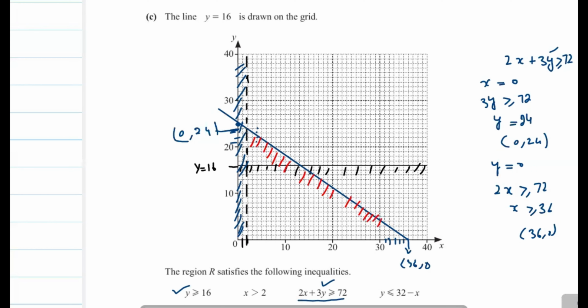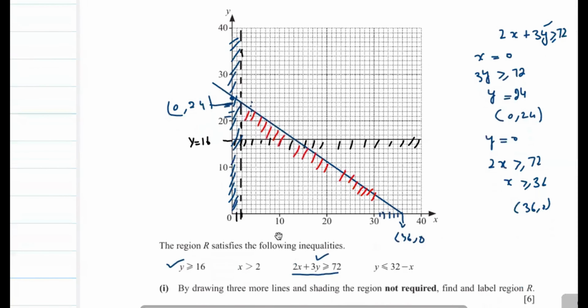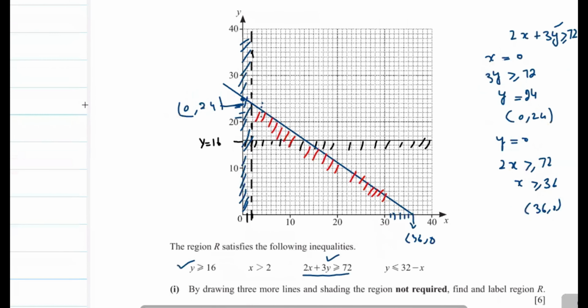And next is y less than or equal to 32 minus x. Same as before, we take 2 points. Now we draw this line. We take x equal to 0. We see that y will be equal to 32. And when y is 0, then 0 equals 32 minus x, so x is also 32. Now (0, 32) and (32, 0) will be the points.